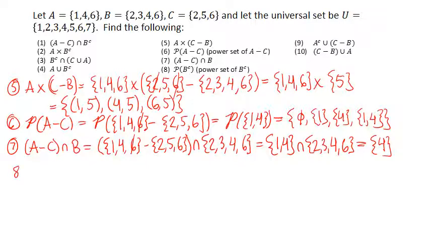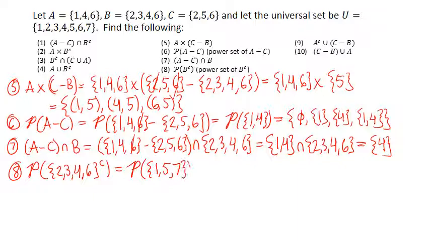Okay, number 8. So we're doing the power set of B complement. B is {2, 3, 4, 6}. The complement of B is everything in the universal set that is not in B. So that's {1, 5, 7}.